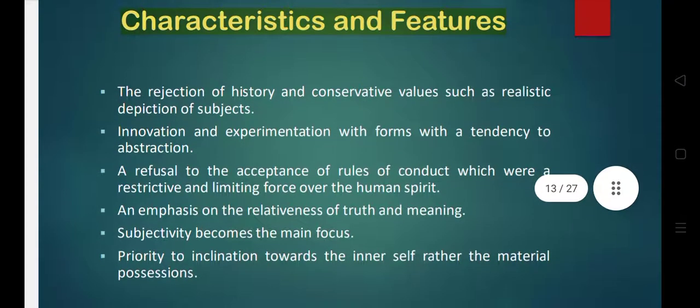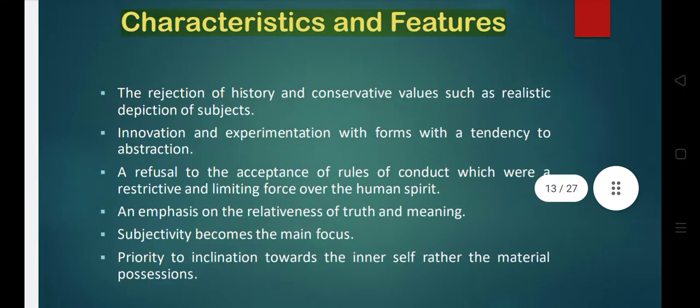And now we'll see the characteristics and features of this modern age, modernism. Basically there was a rejection of history and conservative values, such as realistic depiction of subjects. Second, innovation and experimentation with forms, with a tendency to abstraction.